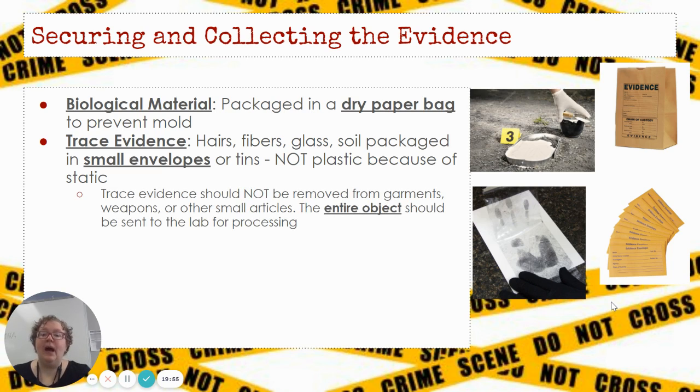Trace evidence should not be removed from garments, weapons, or other small articles. If we find trace evidence on an object, we're going to collect the entire object and send it to the lab. For example, if we find a shoe that has a small sample of soil on it, instead of collecting that soil, we're going to take the entire shoe as evidence and package it appropriately.